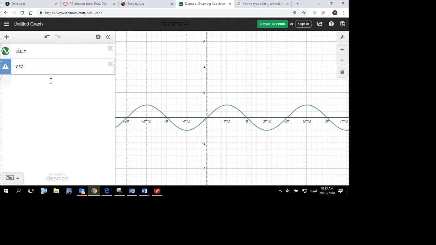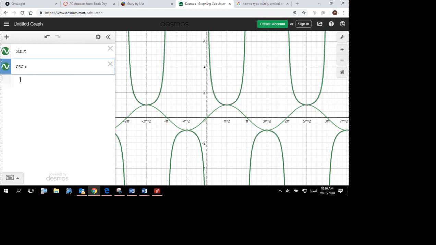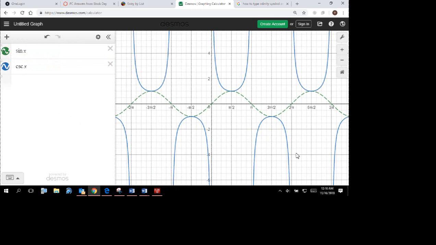Are you ready? You get nervous? Okay. Oops, I typed the wrong thing. Let me change the color. They're both green. That's kind of confusing. We'll do this. And let's make this sine dashed because it's not really there. All right, so there is the cosecant graph.